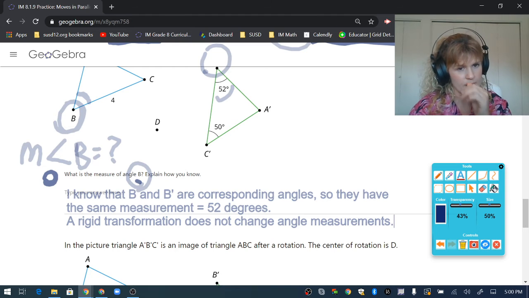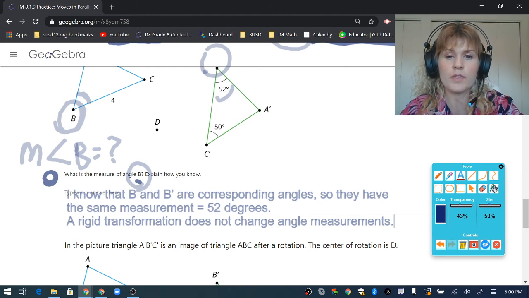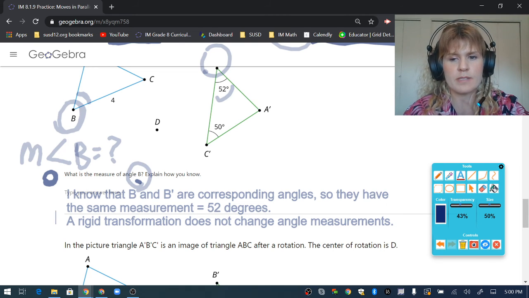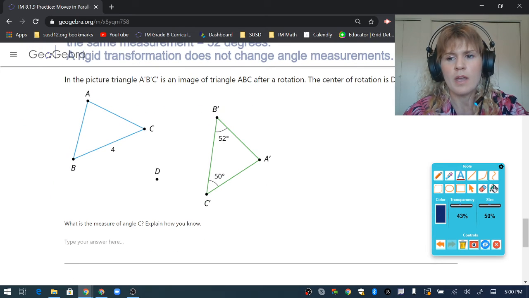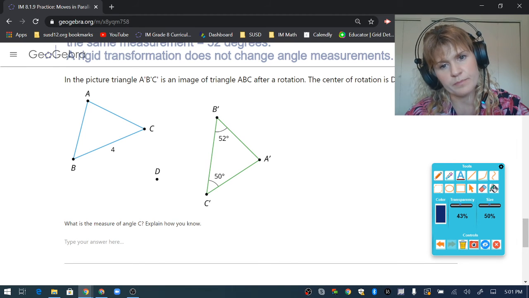Let me say that again. I know that B and B prime are corresponding angles, so they have the same measurement, which is 52 degrees. A rigid transformation does not change angle measurements. Good job.